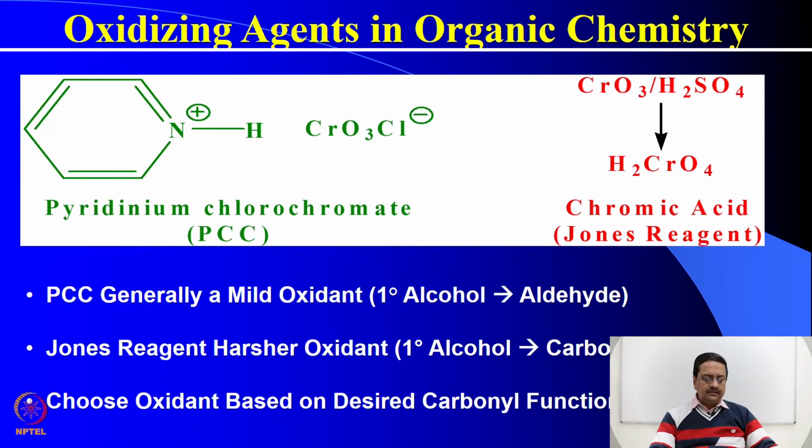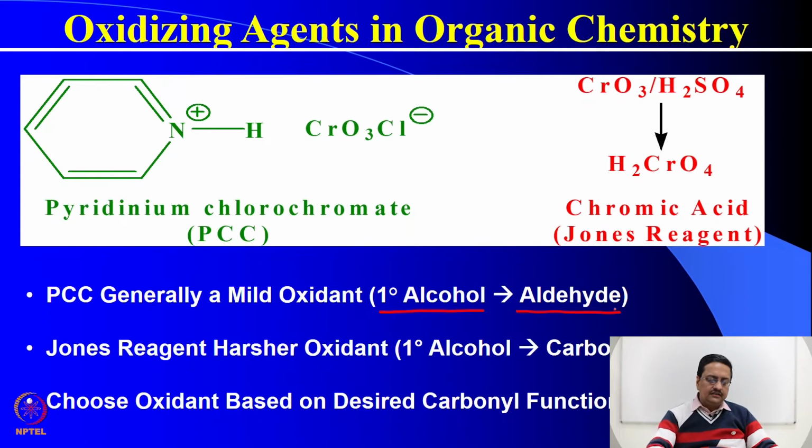Some of you may have studied in your 10 plus 2 different oxidizing agents in organic chemistry, and those are chromic acid, pyridinium chlorochromate, or in abbreviation PCC, or potassium permanganate, which are routinely used in organic synthesis for oxidizing various compounds. PCC is generally considered a mild oxidizing agent, and it oxidizes 1 degree alcohol or primary alcohol to aldehyde.